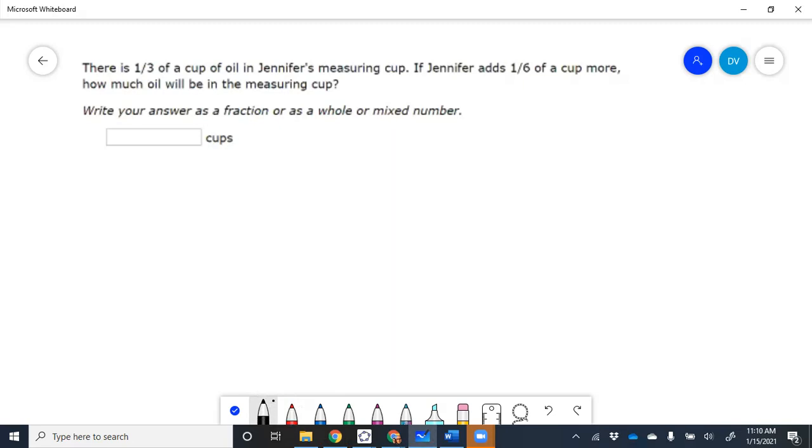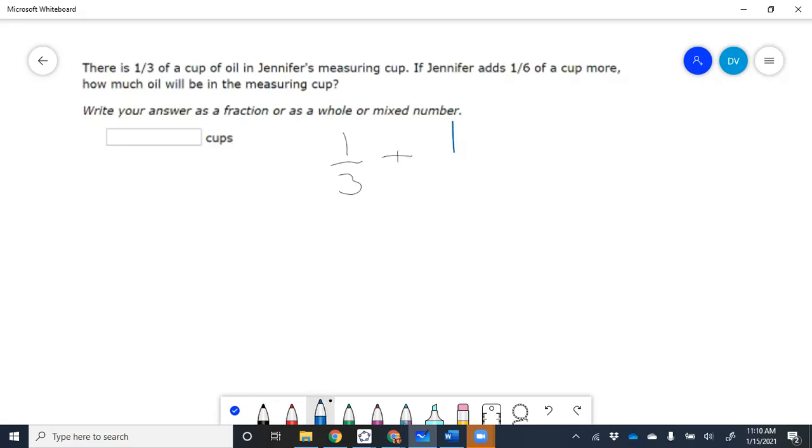She starts with 1/3 of a cup, and then she's going to add 1/6 of a cup. 1/6. So anytime we want to add or subtract fractions, we want to have the same denominator, okay? So it's a little neater.